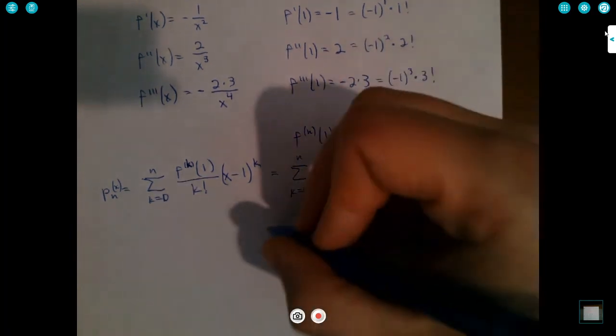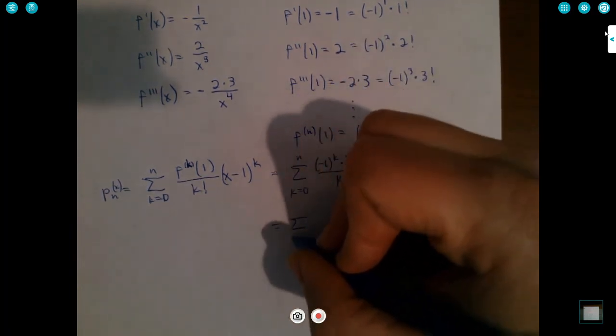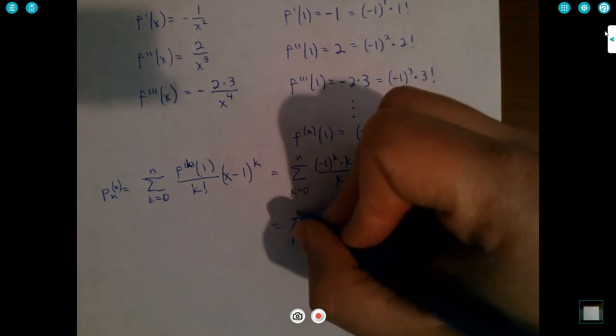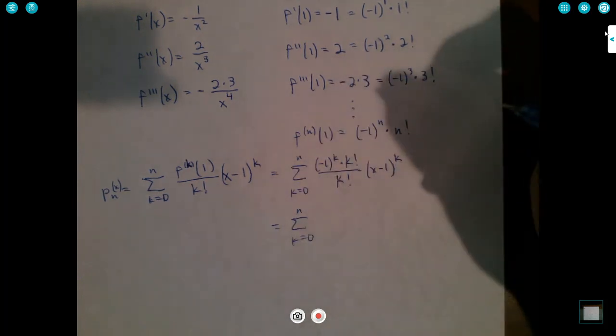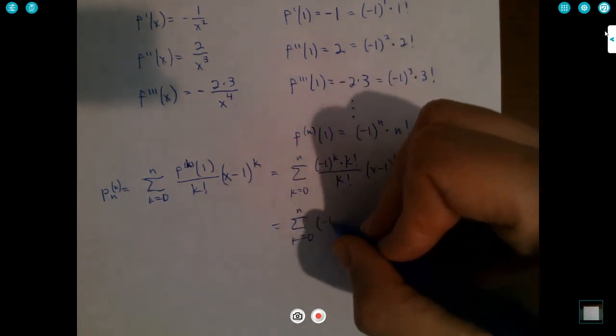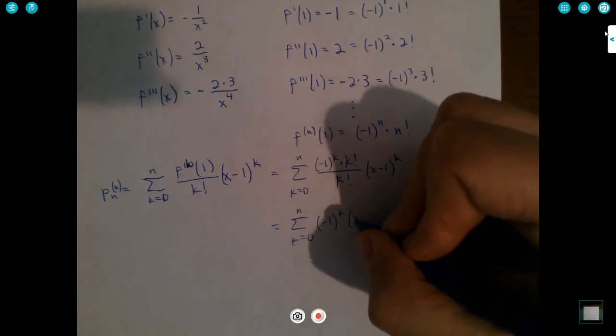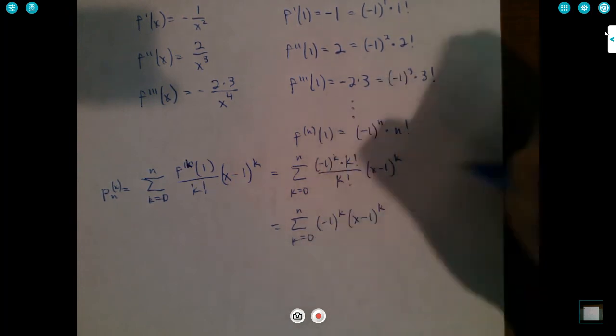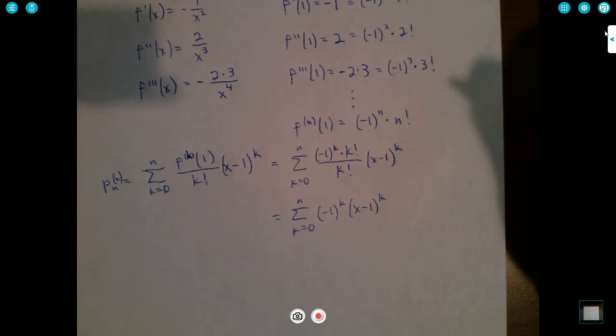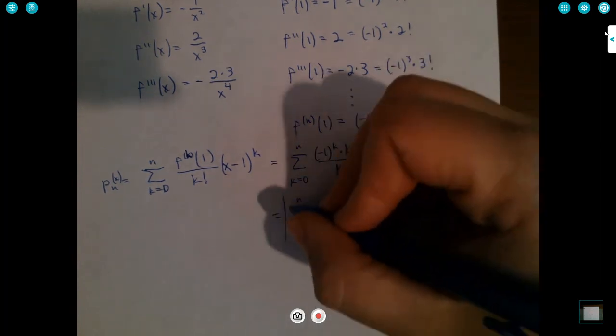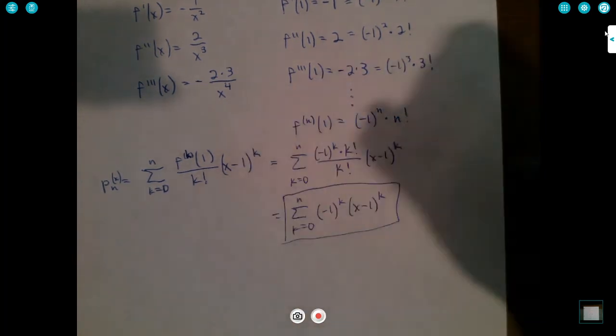And the k factorials will cancel. So it's just going to be negative 1 to the k times x minus 1 to the k. And there you go. There it is in summation notation.